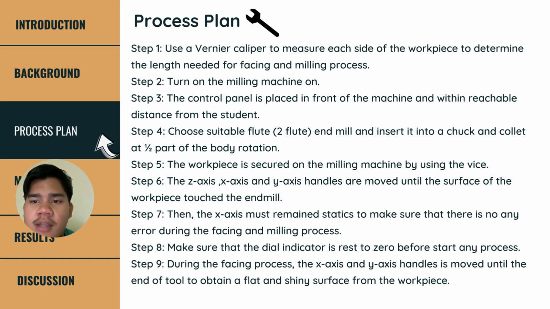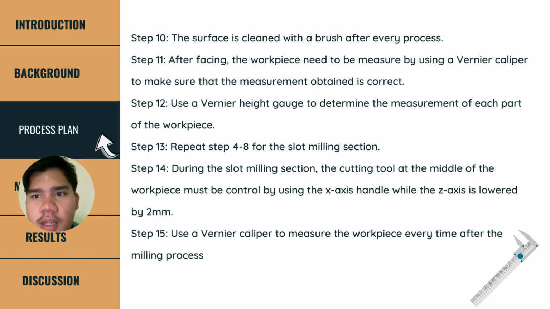The Z-axis, X-axis and Y-axis handles are moved until the surface of the workpiece reaches the end mill. For step 7, the z-axis must remain static to make sure that there is no error during the facing and milling process. After that, make sure that the dial indicator is set to 0 before starting any process. During the facing process, the x-axis and y-axis handles are moved until the end of the tool to obtain a flat and shiny surface from the workpiece. For step 10, the surface is cleaned with a brush after every process.